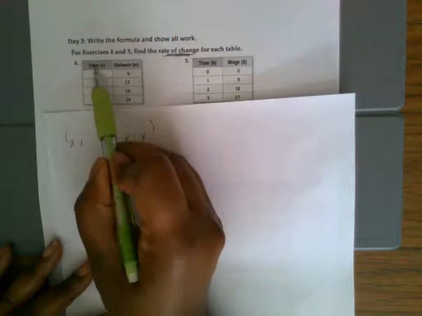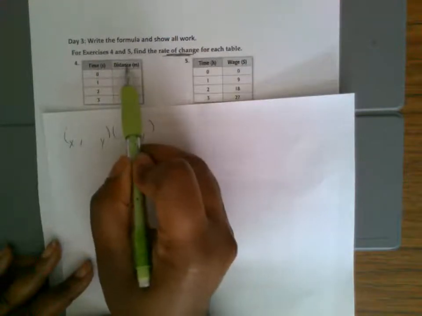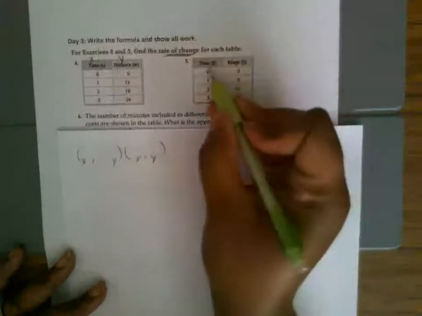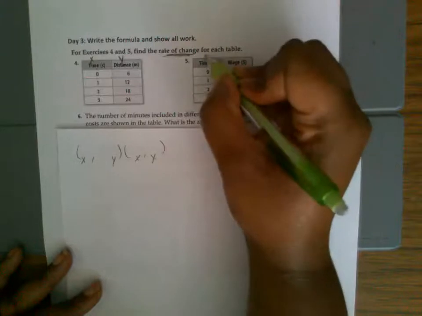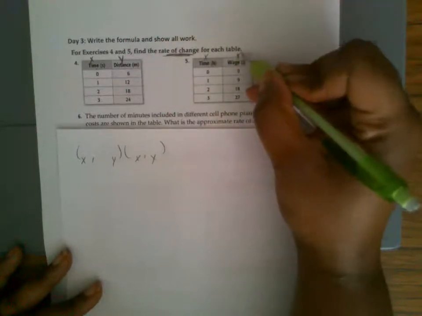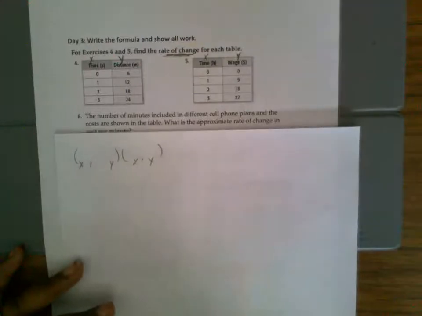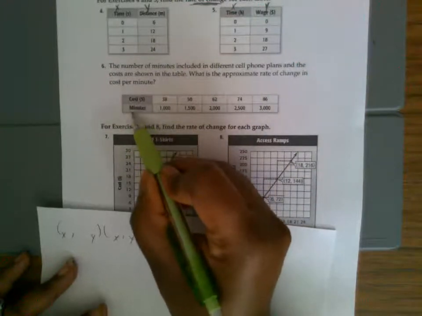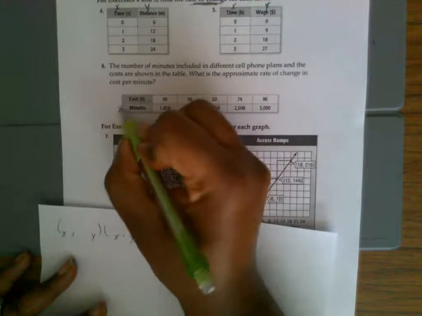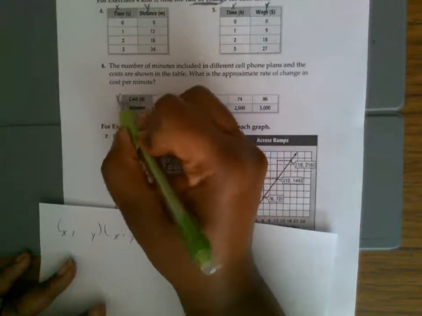So between the two of these, between distance and time, time is not affected by the distance, but distance is affected by the time. So time is x and distance is y. The same here. Time is not affected by the wage, but wage is affected by the time. So time is x and wage is y. Wage could fluctuate, could go up or down. The same with number 6. Time, minutes is not affected by cost, but the cost is affected by the minutes. So minutes is going to be x and cost is going to be y.